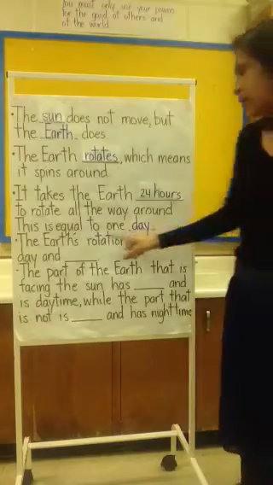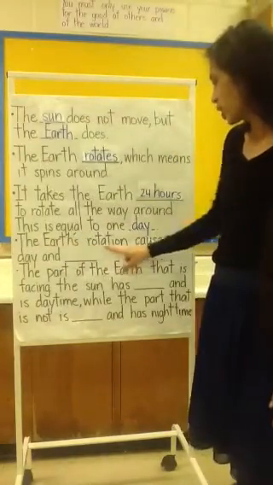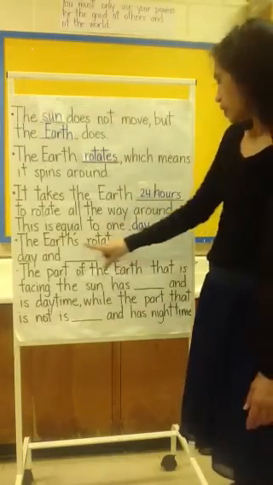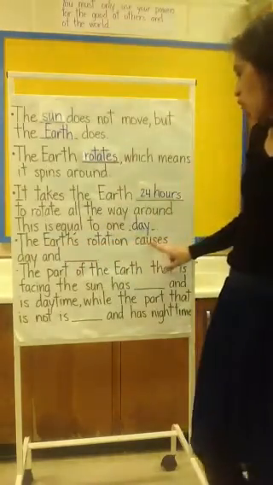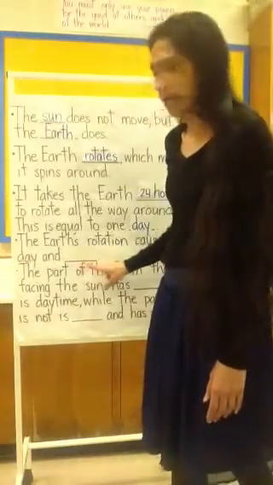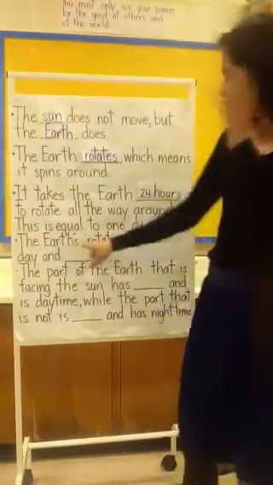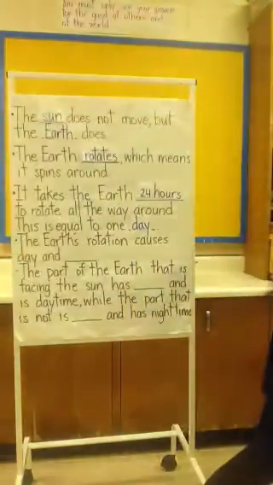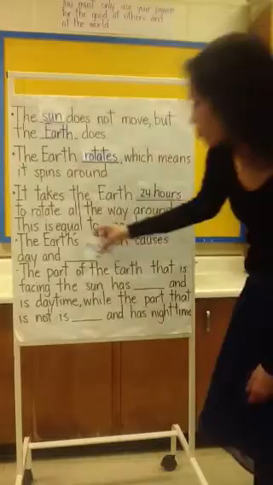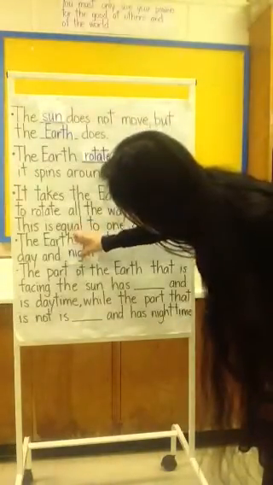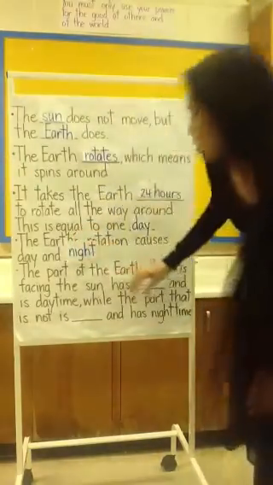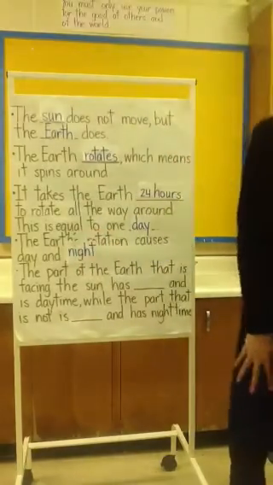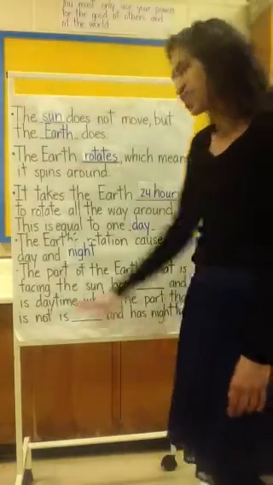The next one says the Earth's rotation. See, that's the same word like this one, rotate. Rotate, rotation. The Earth's rotation causes day and blank. What is that one? The Earth's rotation causes day and night. That's right, day and night. I'm going to put it right there. Oh, we're blocking our words. All right, so the Earth's rotation causes day and night. All right, let's look at the next bullet. This is our last bullet.